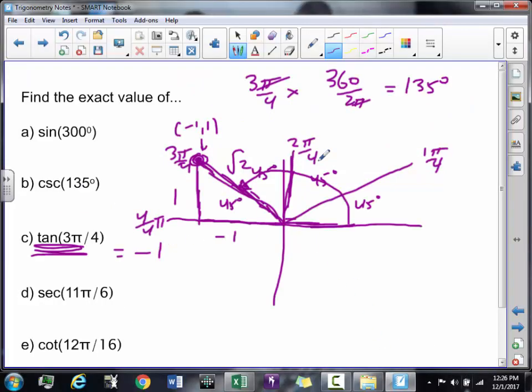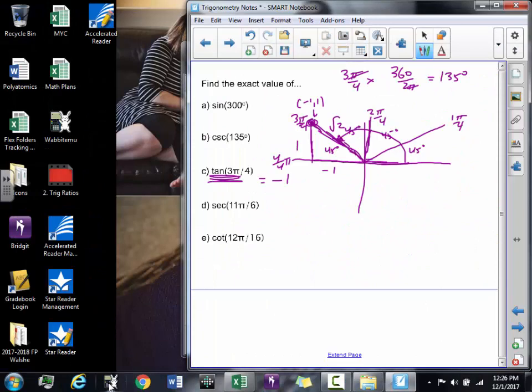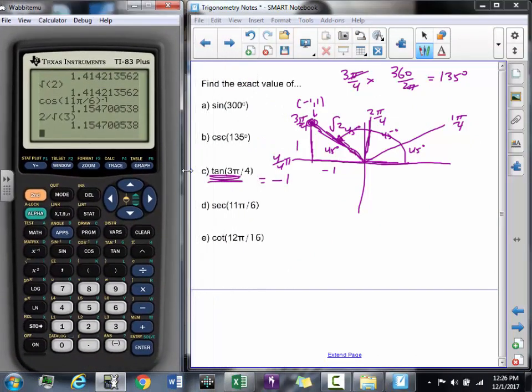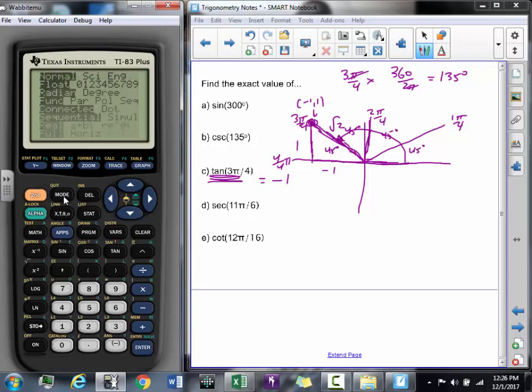Let's try it. Go to your calculator. What tan is asking you to do is tell you what is the ratio of your opposite to your adjacent. So if I do tan of 3 pi over 4, and we make sure we're in radians, the answer was negative 1.